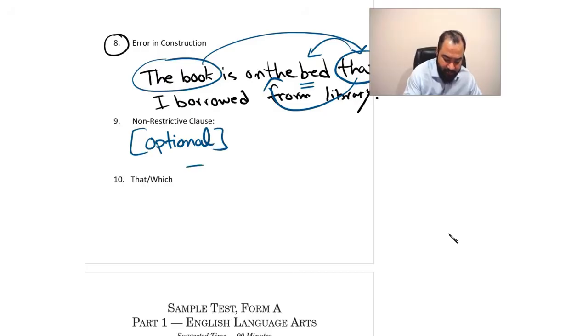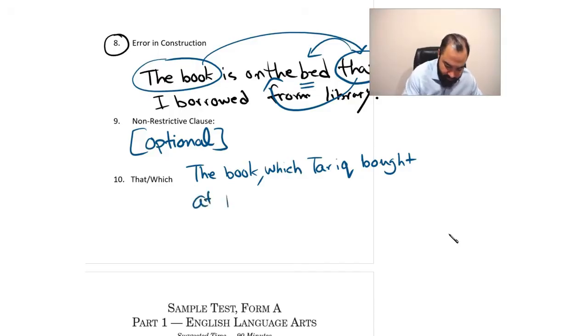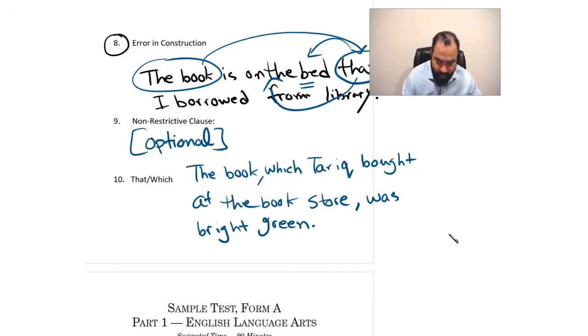The book, comma, which Tariq bought at the bookstore, let's say, right, comma, was bright green. So now let's take a look at it. The book, comma, which Tariq bought at the bookstore, was bright green.